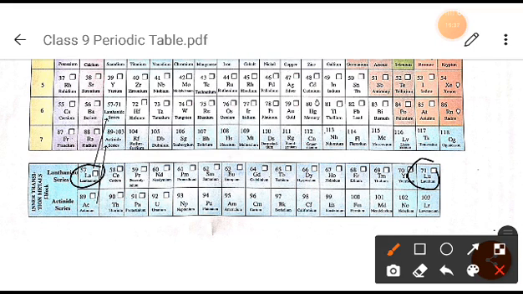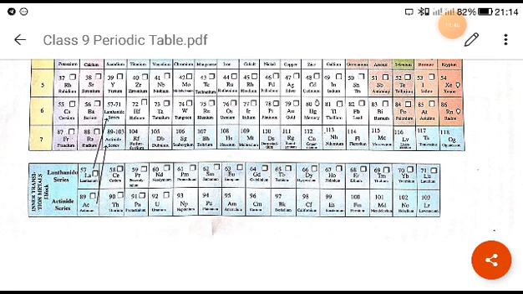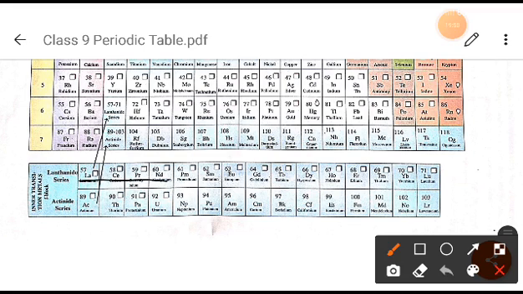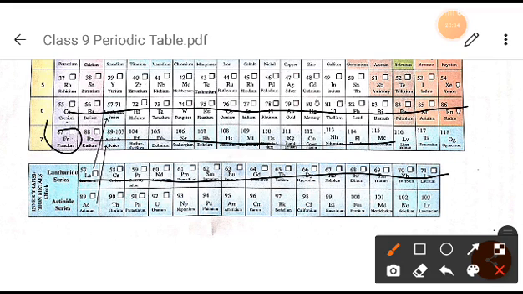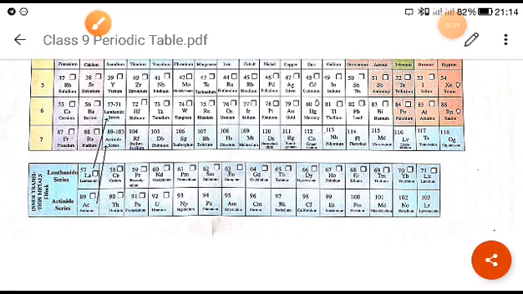After that, as you can see, 89 to 103 you will get here. These are called actinoids. So the sixth period also contains, if you add this whole and this whole, you will get 32. The seventh period starts with atomic number 87 and is yet incomplete, right? This table is yet incomplete because more and more elements are being discovered day by day.